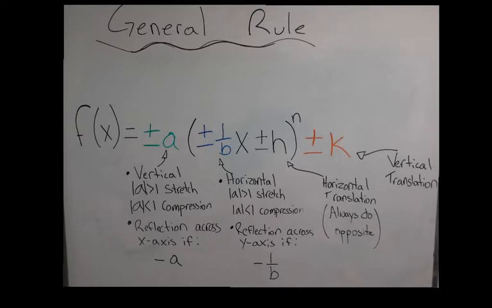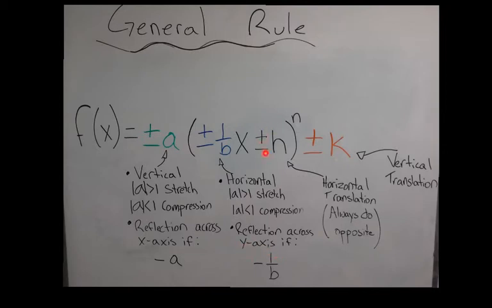But first, let me show you, when you put everything together, we have the general rule. So the general rule is, you can see where the variables go. So you have a outside of the parentheses. When it's more than 1, it's stretch. When it's less than 1, it's compression. If you have a negative in front of the a, you're going to have a reflection across the x-axis. Here's the 1 over b inside of the parentheses. That's horizontal stretch or compression. And if you have a negative in front of the x, or the 1 over b, that's going to be a reflection across the y-axis.